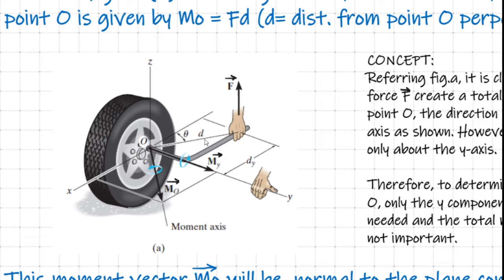Now, please refer to the discussions we had in the earlier class. We know that this moment vector at the point O will be normal to the plane containing F and d. It should pass through O, and its sense and direction should be decided based on the right hand rule. According to that, vector M_O should pass through the point O, normal to the plane containing d and F, and it is directed outwards from the point O as shown here.